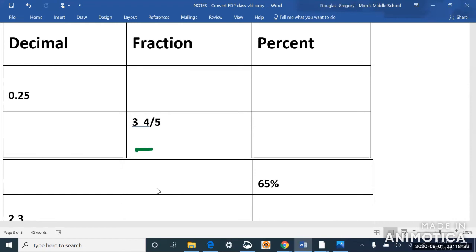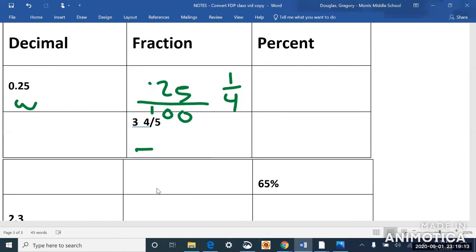So 0.25 to change to a fraction, you draw a fraction bar under the 0.25. You put a 1 under the decimal and zeros under each digit. Now I need to simplify. 25 is like a quarter, 25 cents. How many quarters go in a dollar? 4. So 25 divided by 25 on the top, and 100 divided by 25 is 4. So there's my fraction.